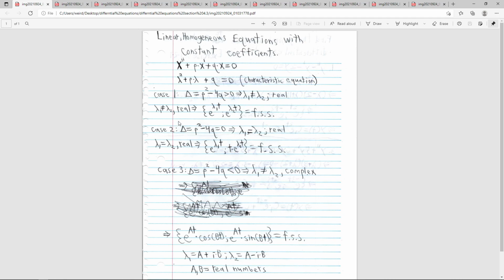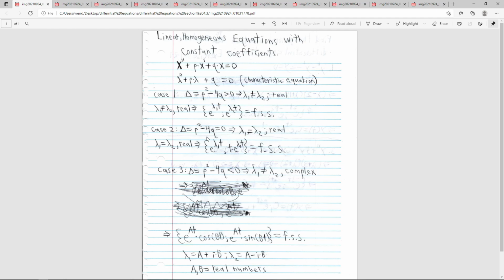Case 2 is where delta equals p squared minus 4q, which is equal to 0. Oh yeah, and this comes from the quadratic formula. This is what's underneath the square root. If you always use this exact form, you always get p squared minus 4q underneath the square root when you solve with the quadratic formula. I prefer just to solve it anyway and not worry about that too much, but to each their own.